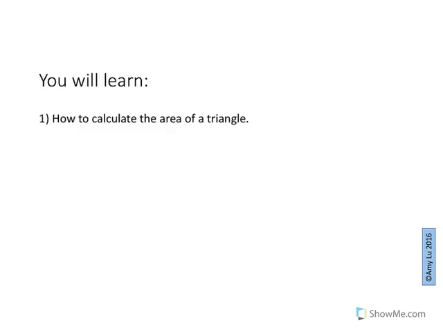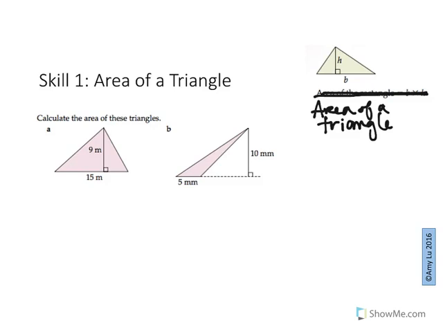This is chapter 2D on the area of a triangle. In this chapter we have one skill, which is learning to calculate the area of a triangle. To find the area of a triangle, we simply need to know one formula: the area of a triangle is equal to the base times the height divided by 2. And here's the reason why.